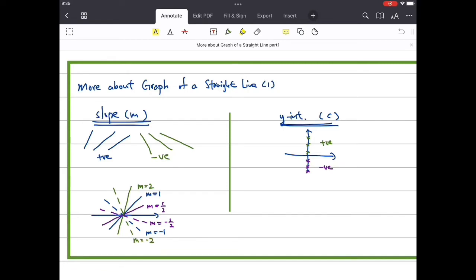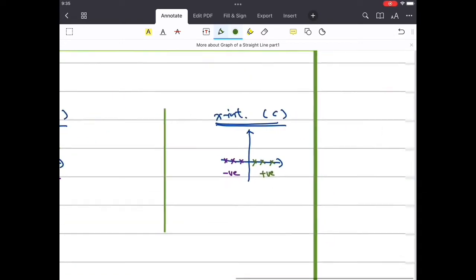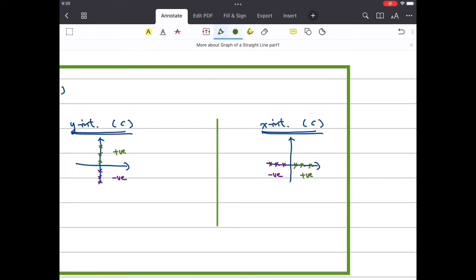In this video, we are going to talk more about the graph of a straight line. For the slopes and the y-intercept shown here, we have discussed it in another video, so you may go to take a look. While for the x-intercept, the concept is very similar. If the points are on the right-hand side of the diagram, then the x-intercept should be positive. While if the points are on the left-hand side of the diagram, then it should be negative.